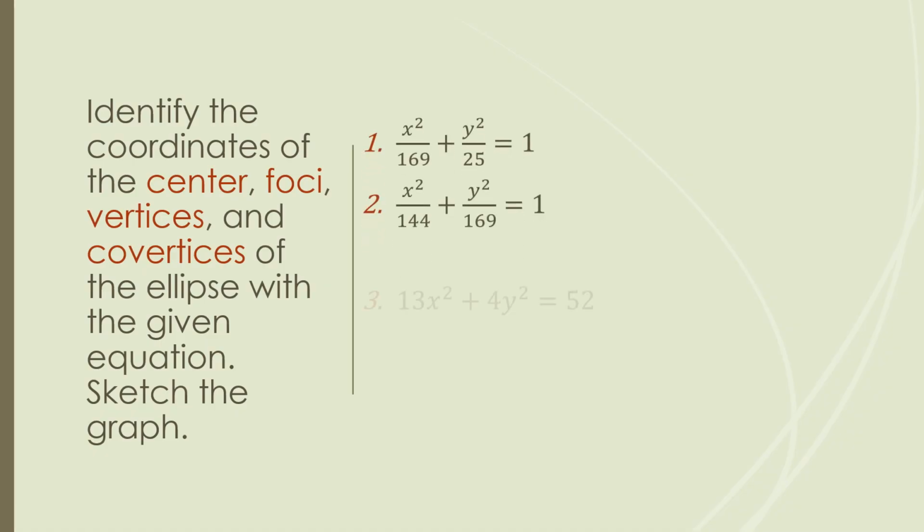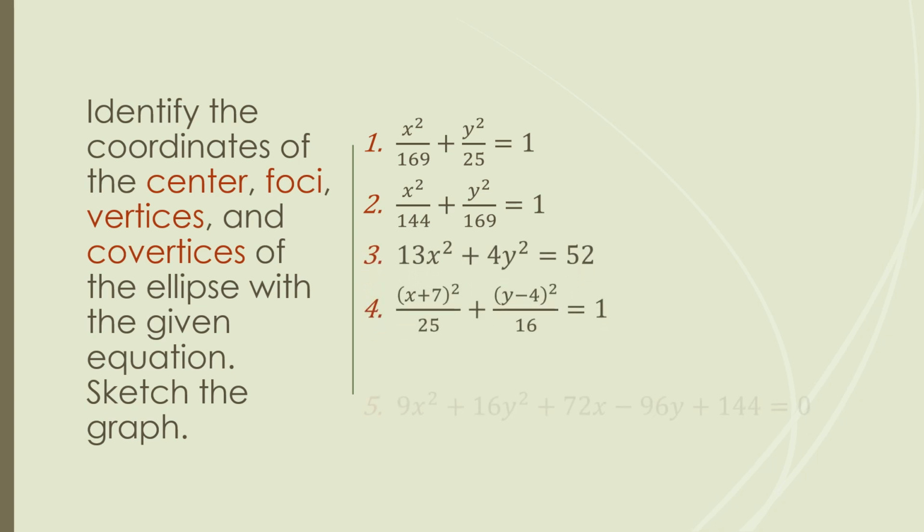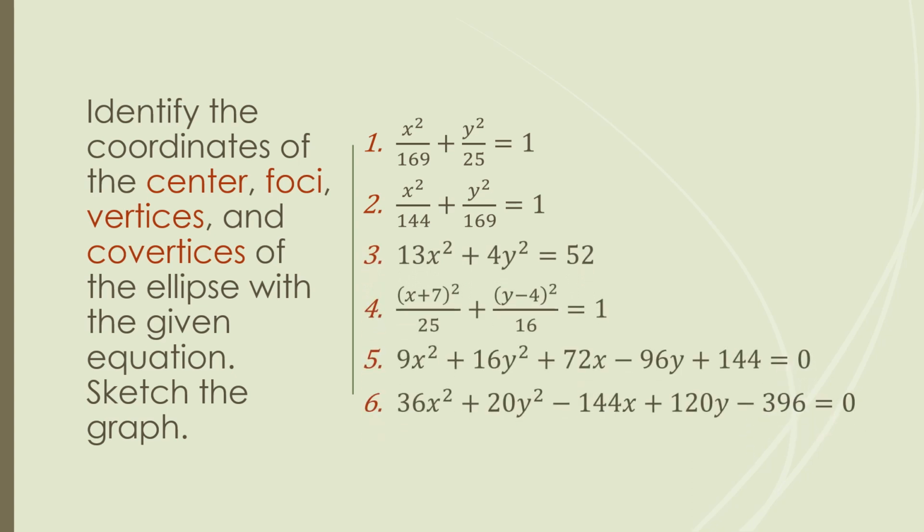Now let's determine the coordinates of the center, foci, vertices, and co-vertices of the ellipse with the given equations, and then sketch the graph. I'm going to show you the solution for all odd numbers, and the remaining numbers will be your activity.